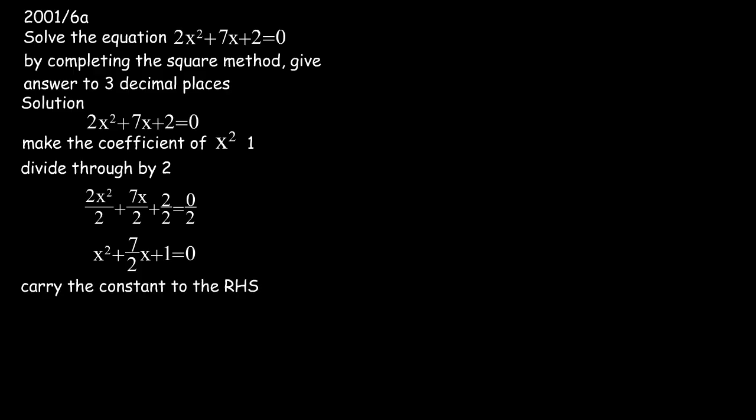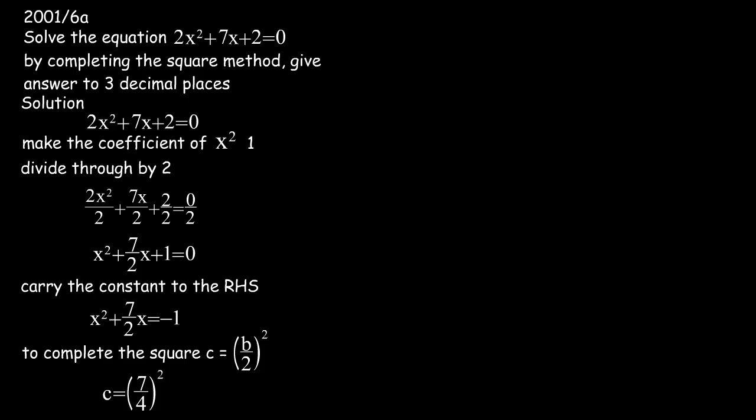Now our next step is to carry the constant to the right hand side, that is carrying plus 1 to the right hand side, and when we do that, it becomes s squared plus 7/2 s is equal to minus 1. At this point, we are going to try and complete our square by adding a new value for our constant c, which will be equal to (b/2) squared. Our b in our question is 7/2. Dividing it by 2 will be 7/4, and squaring it, c will be equal to (7/4) squared.